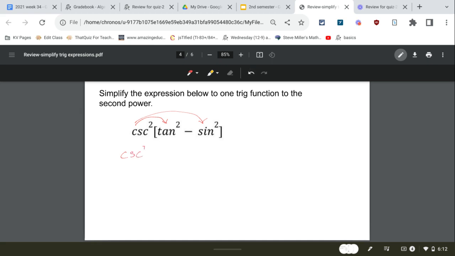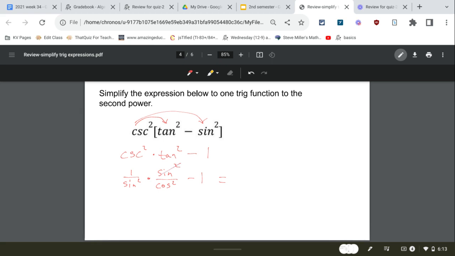cosecant squared times tangent squared minus, and then the cosecant squared times the sine squared is going to be 1, and that's because those are reciprocals. Cosecant squared, that is 1 over sine squared. Tangent squared is sine squared over cosine squared.